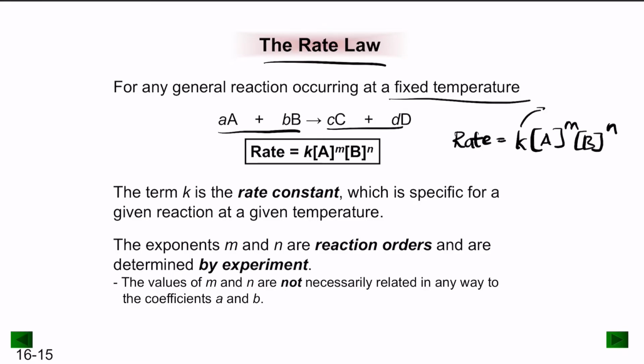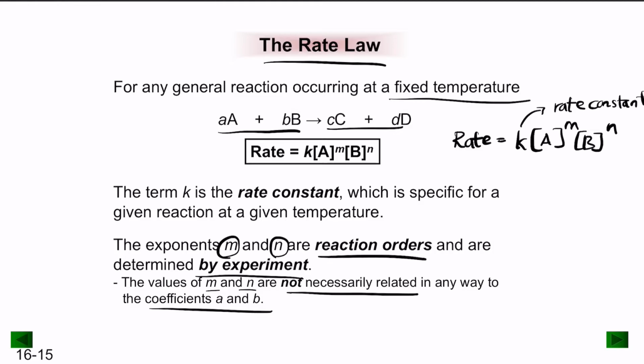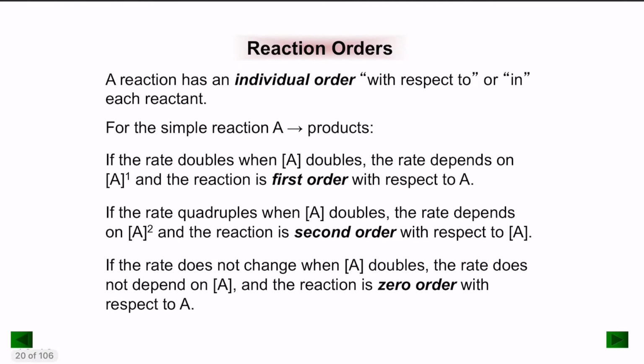Now k here is called the rate constant, and obviously A and B here represent the concentration of the reactants, and the exponents m and n are called reaction orders, and these are generally determined by experiment. These m and n values are not necessarily related in any way to the coefficients of A and B. These values are determined by experiments, and they will be given in the problems when needed.